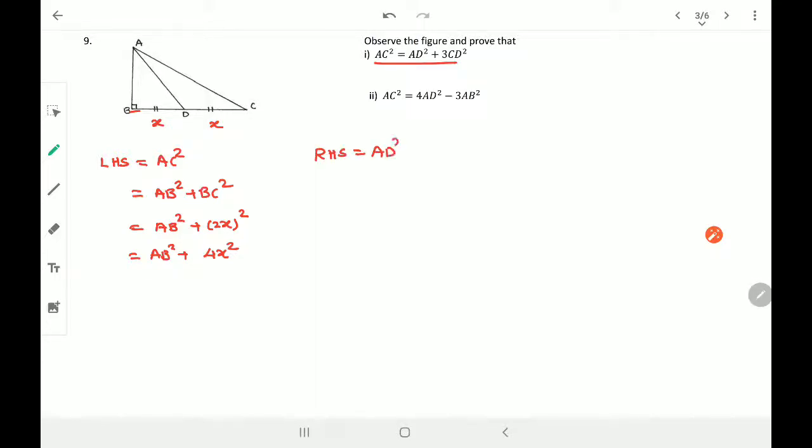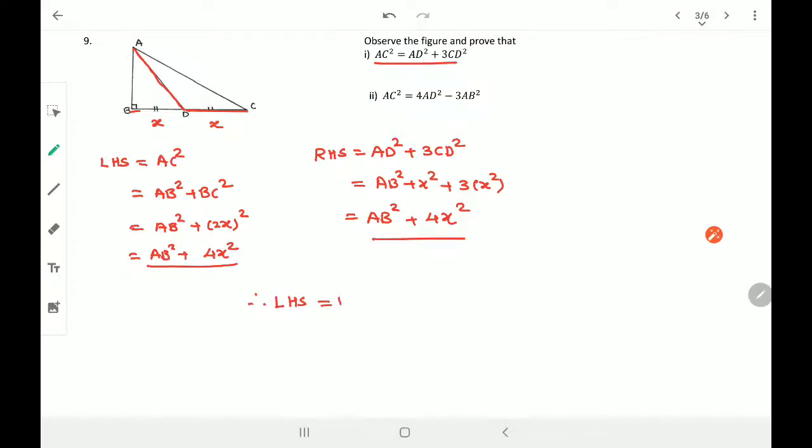Okay, it is AD square plus 3CD square. What is AD square? Repeat, AD square. It is AB square plus x square. 3CD square. What is CD? It is x again. So 3x square. So what do I have? It is equal to AB square plus 3x square plus x square, which is 4x square. So I think it is very clear that they are the same. So therefore we have LHS is equal to RHS. That is AC square is equal to AD square plus 3CD square.